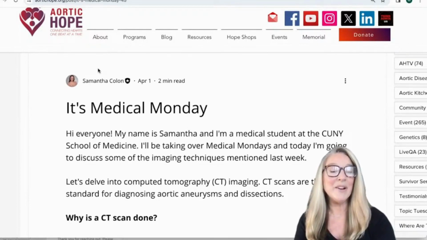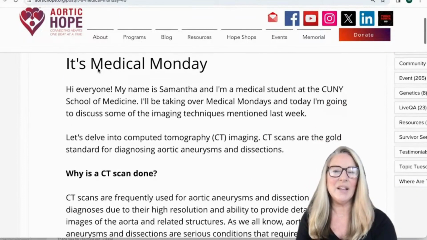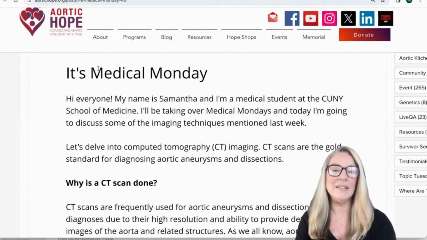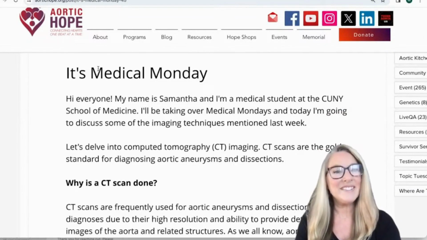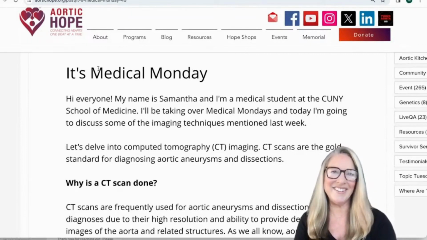I'll be taking over Medical Mondays, and today I'm going to discuss some of the imaging techniques mentioned last week. Let's delve into computed tomography, CT imaging. CT scans are the gold standard for diagnosing aortic aneurysms and dissections.